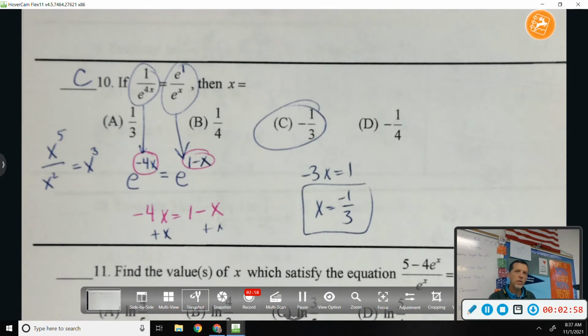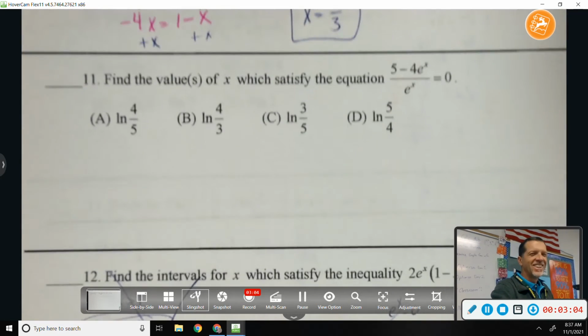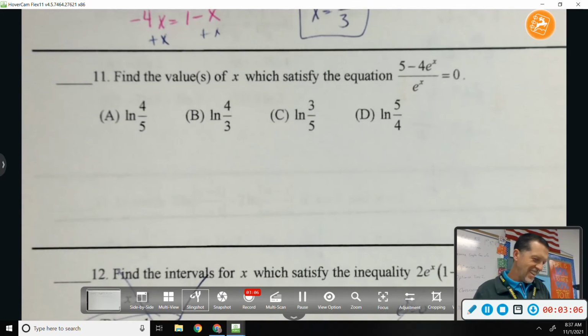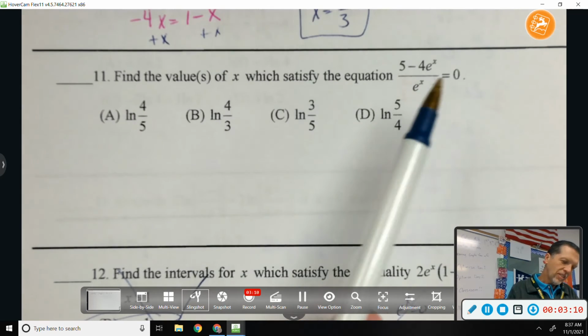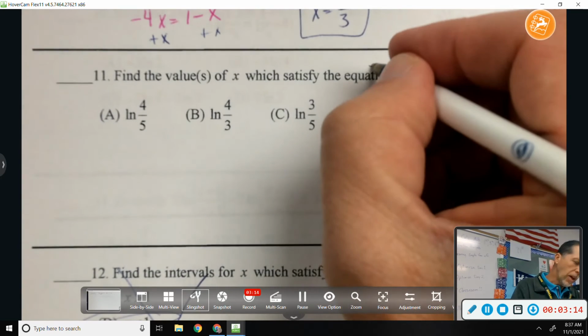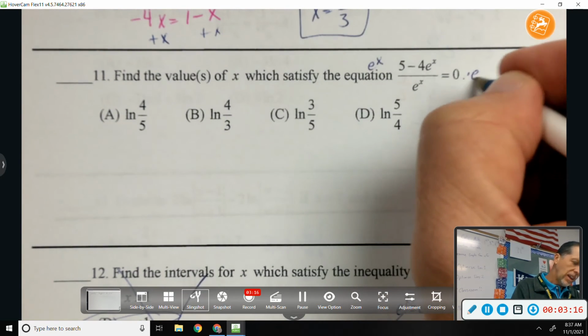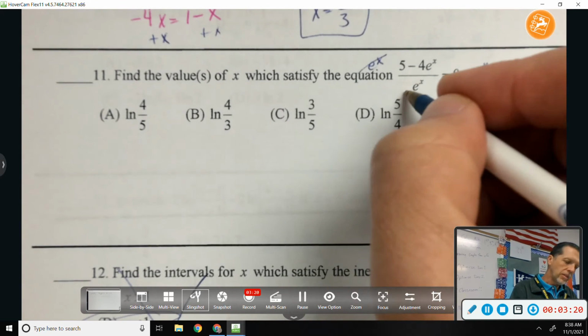Any others from the homework? 11. Dude, please. Number 11. Let's see. Find the values of x to satisfy that. I don't like the denominator there, so let's multiply both sides by e to the x. That way we'll get rid of the denominator.